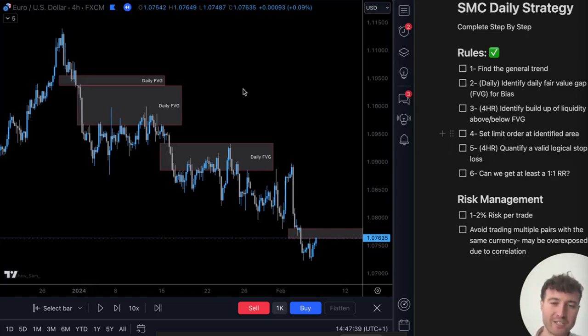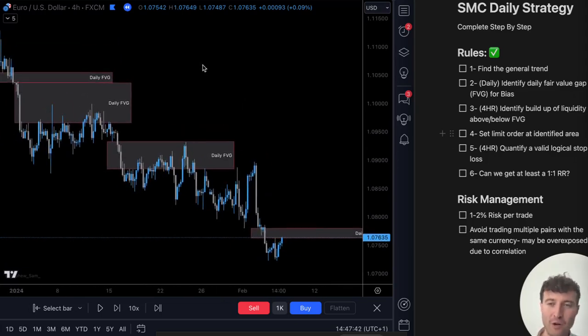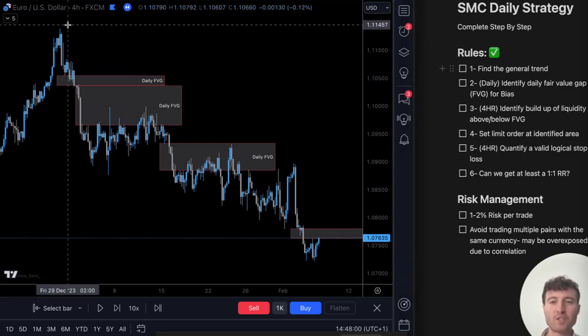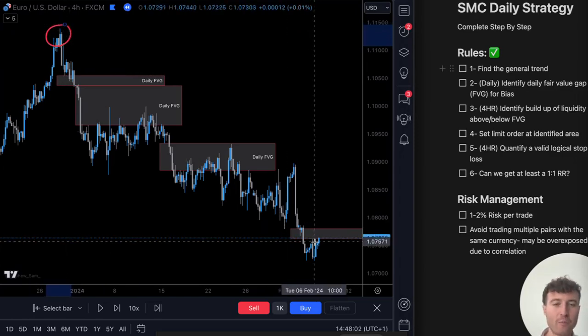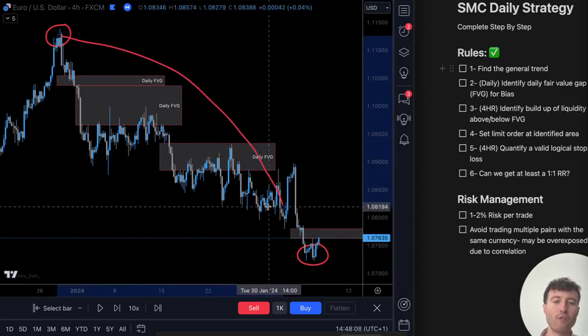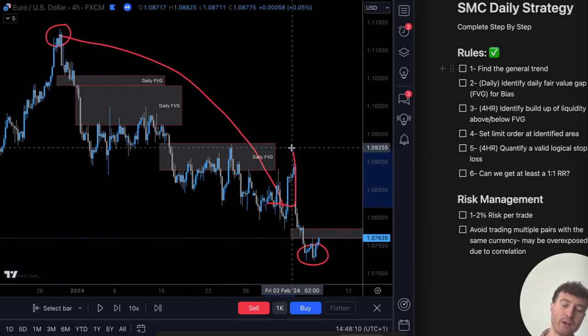This is Euro USD on the 4-hour time frame. What you can see here is step number 1 of our rules: find the general trend. We do that on the 4-hour time frame by simply zooming out. Let's just remove everything right here. And you can see when we zoom out, price is moving from top left to bottom right. So just in terms of a general trend, we are moving from top left to bottom right. That indicates to us that we are in a downtrend.